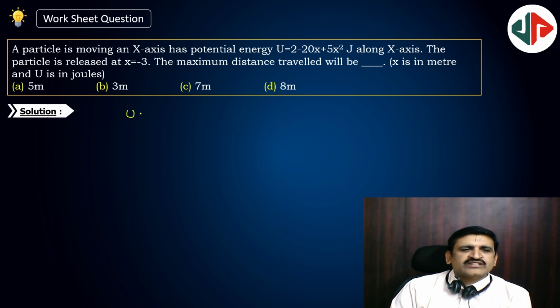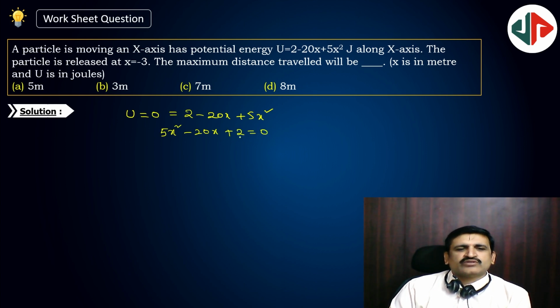When will the potential energy become equal to 0? That is equal to 2 minus 20x plus 5x square. So on equating it to 0, 5x square minus 20x plus 2 equal to 0. So 2 5s are, I think it is not factorizing.